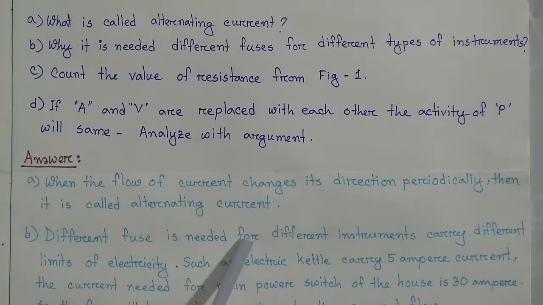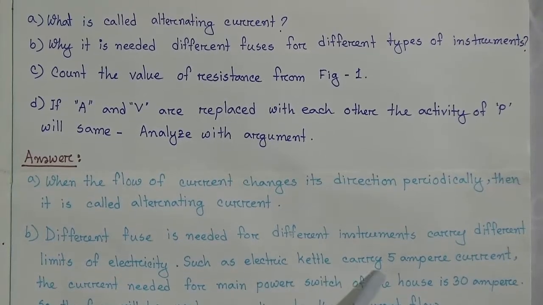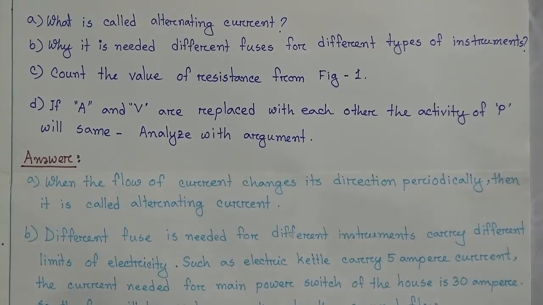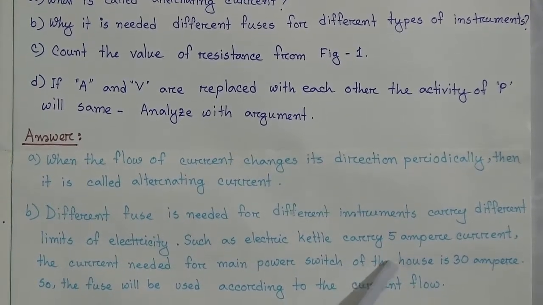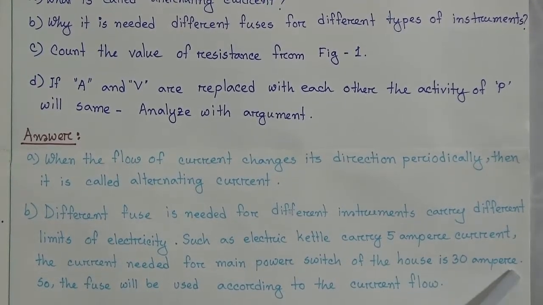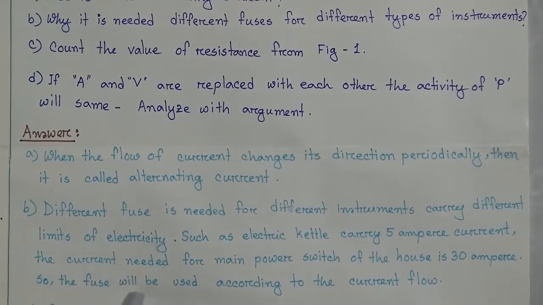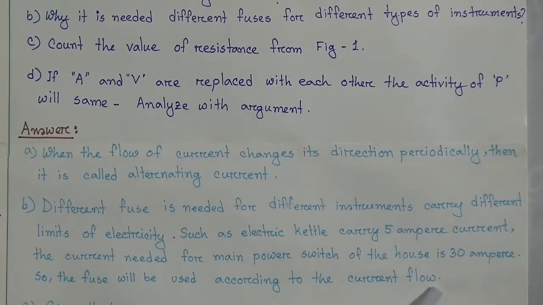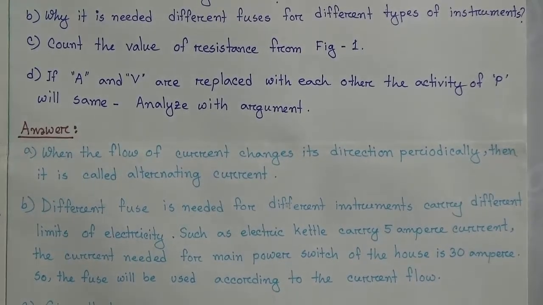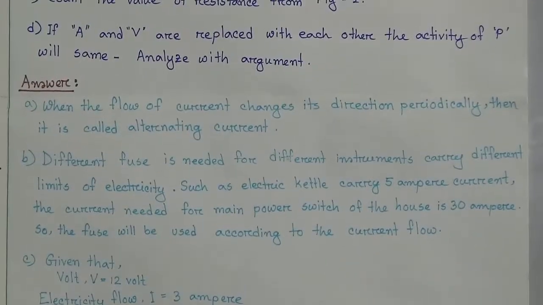Different fuses are needed for different instruments because they carry different limits of electricity, such as an electric kettle carries 5 ampere current. The current needed for the main power switch of the house is 30 ampere. So the fuse will be used according to the current flow and according to needs. Now go to the next question.